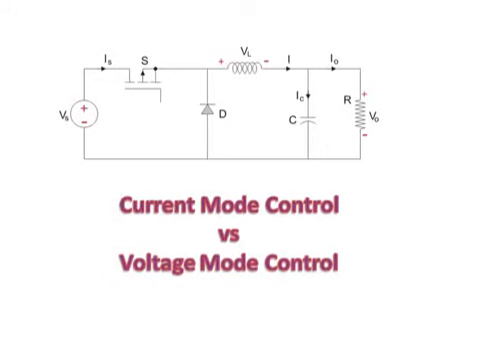So in this video we are going to talk about current mode control and voltage mode control. We are going to discuss the basic difference between them. Current mode control and voltage mode control are used in switching regulators. They are the mechanisms used in the control section to generate the required PWM to switch the MOSFET. Okay, so let us talk about them.